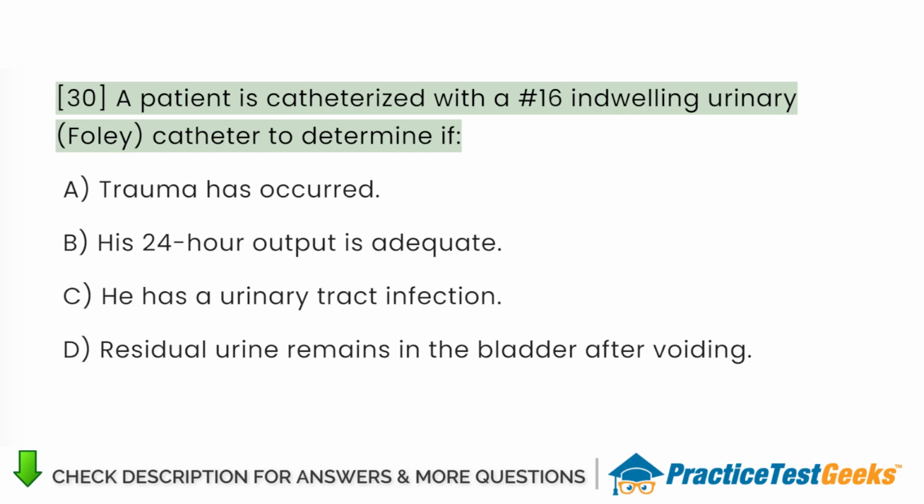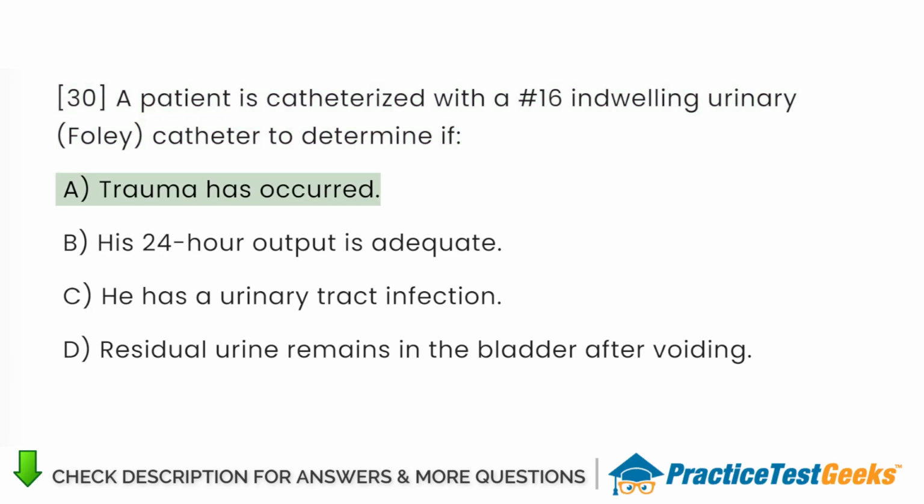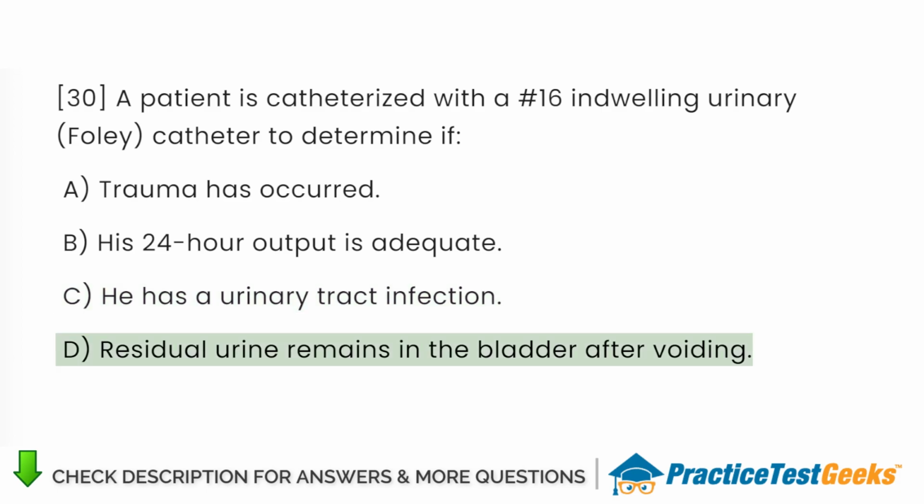A patient is catheterized with a number 16 indwelling urinary catheter to determine if: A. Trauma has occurred. B. His 24-hour output is adequate. C. He has a urinary tract infection. D. Residual urine remains in the bladder after voiding.